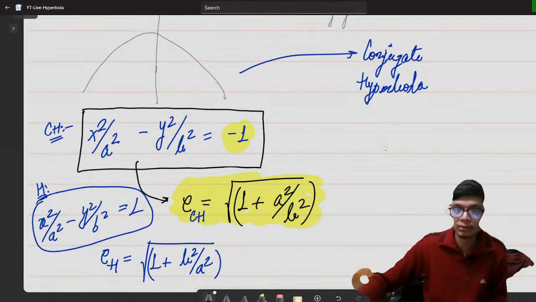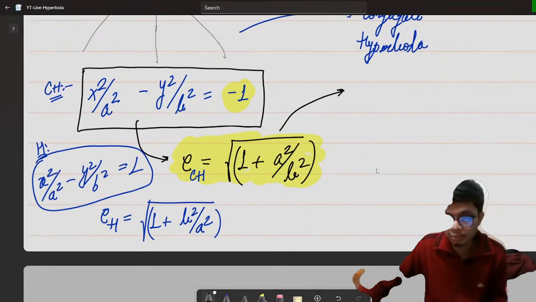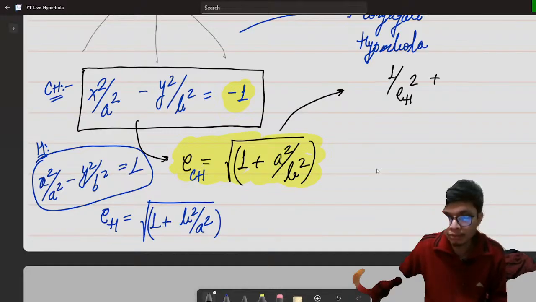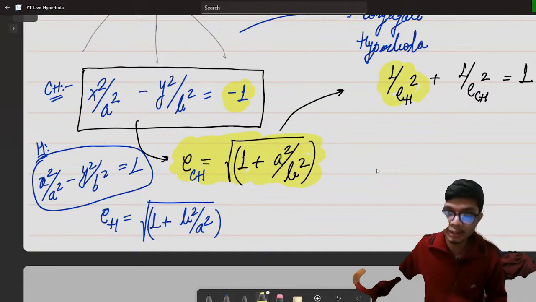Then from here I can also calculate another expression. If we take the eccentricity of the normal hyperbola squared and the eccentricity of the conjugate hyperbola squared, and take reciprocals of them, that is, 1 upon eccentricity of the hyperbola square plus 1 upon eccentricity of the conjugate hyperbola square, this now comes out as 1. So these are very important criteria that are satisfied in the case of a hyperbola and its conjugate hyperbola.